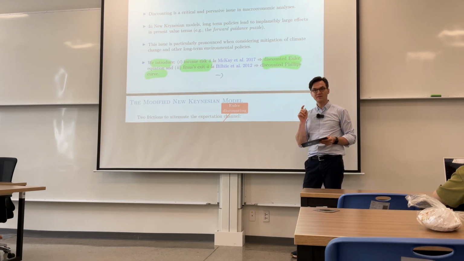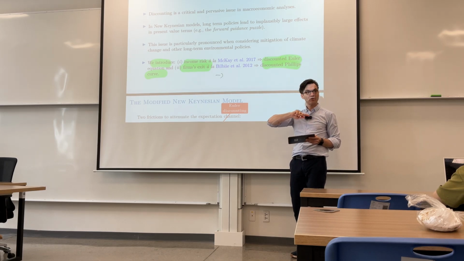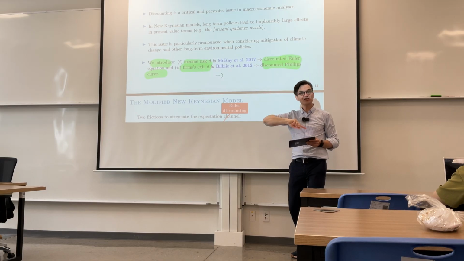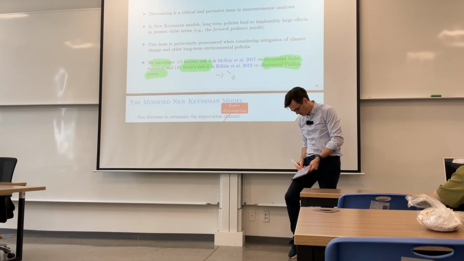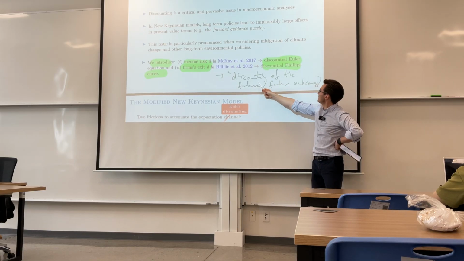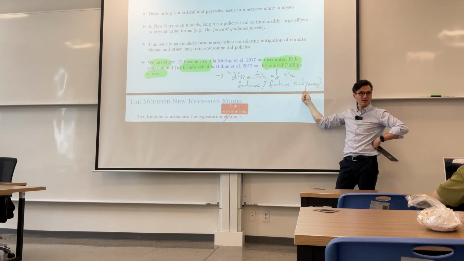Now, let me be very clear. What's discounted is the quantitative importance of the future. They discount the future. Let's write that down. So there is discounting of the future or future outcomes. Okay? So this means discounting of the future or discounting of future outcomes.